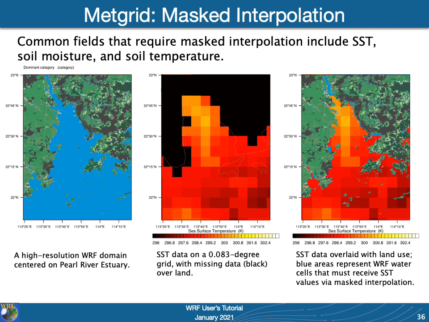Here we're looking at an example of the sort of masked interpolation that might take place in the Metgrid program. On the left panel, we're looking at a plot of our example model domain. This is a high-resolution ARW domain centered over the Pearl River Delta, and what we're looking at is just the land use index field. The estuary is clearly visible as blue points here. In the center panel, we're looking at the sea surface temperature data set that's provided on a 1/12 or 0.083 degree grid. You can see that the SST field doesn't exactly line up with water points in our ARW model domain.